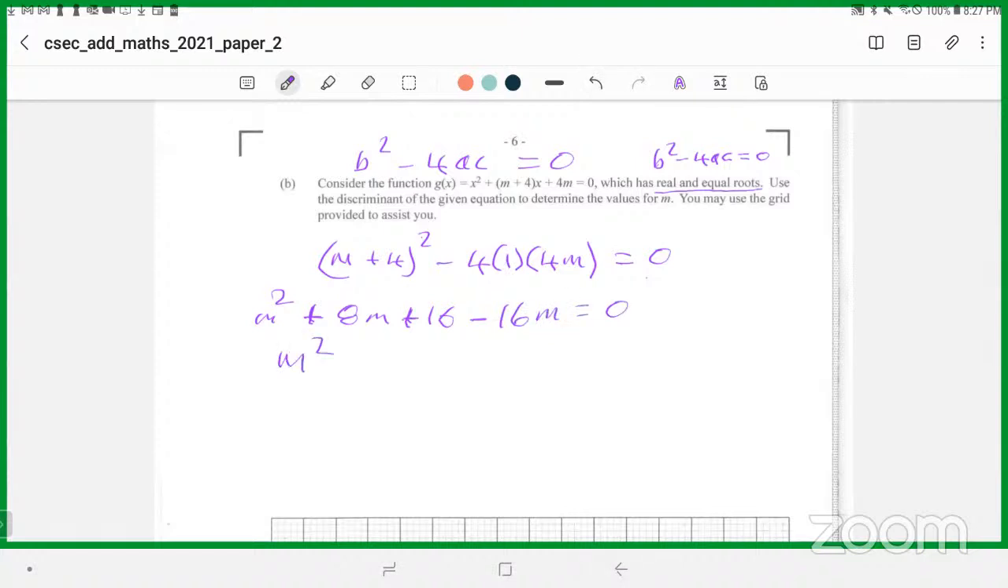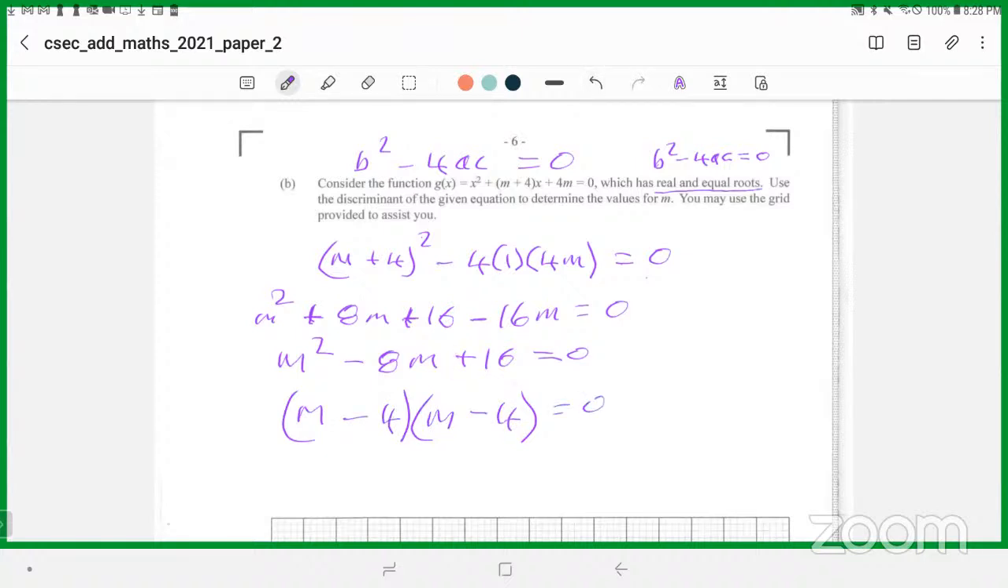m squared. Consolidate these two, I get minus 8m plus 16 equals 0. Now I'm going to factorize this. Factors of 16 that add to 8. Always add, because it's a plus. That's 4 and 4. So it's m, 4 and 4, signs are the same, they are both negative.